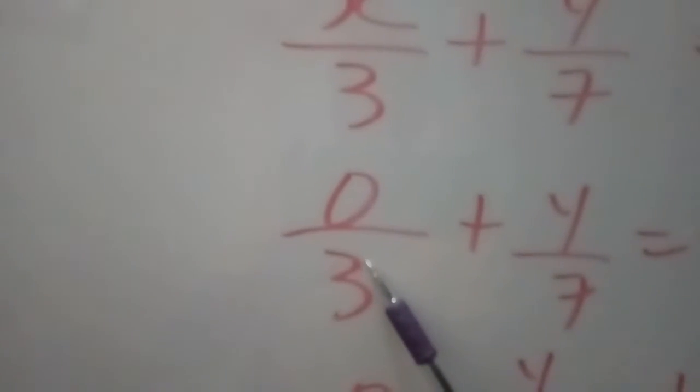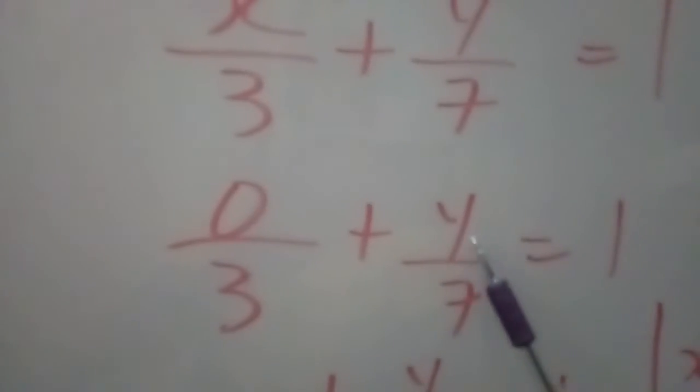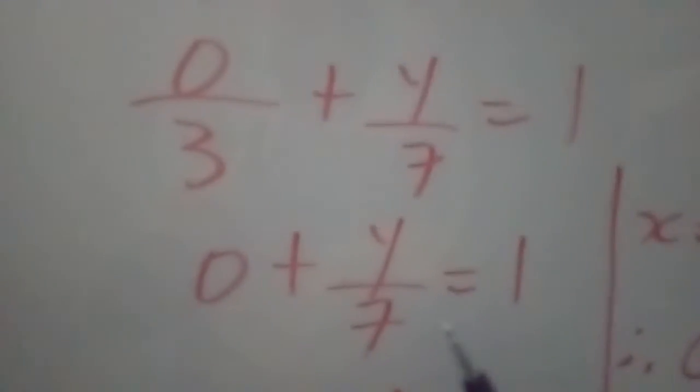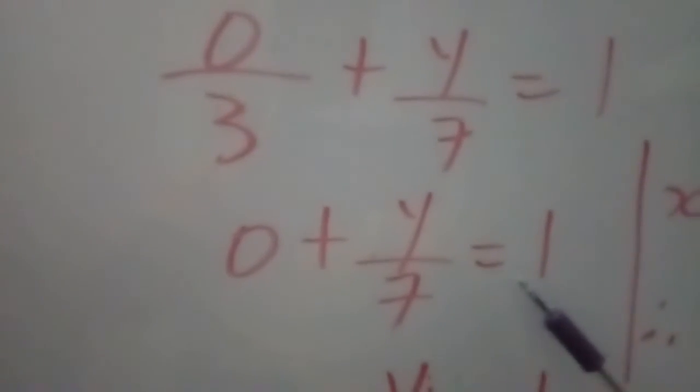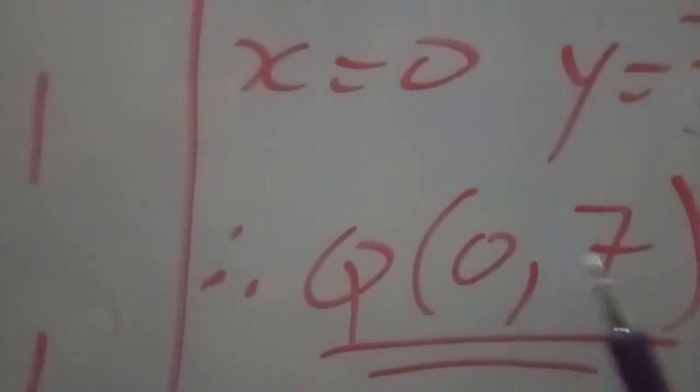So 0 over 3 plus y over 7 is equal to 1. Then we go back and say, okay, all this one will give me 0, and we are left with y over 7 is equal to 1. So when you cross multiply, you get y is equal to 7, right? That means when x is equal to 0, my y is equal to 7. That means the coordinates of Q would be 0 and 7.